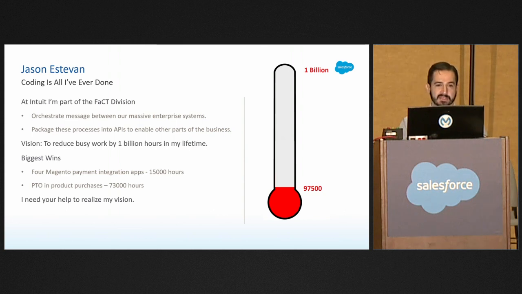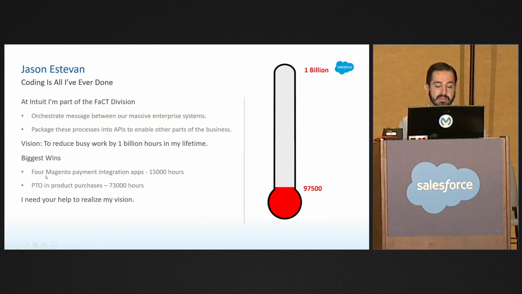My life's vision is to reduce busy work by 1 billion hours. As you can see from the graph here on the right, I'm currently just short of 100,000, and most of this count has been with 2 big wins that I've had. One of them is a suite of payment integration apps for the Magento e-commerce platform, which allow merchants to manage their payments in one location, as well as stop the common practice of taking credit card information off a website and walking it to the front of their store to enter it manually in their point of sale system.